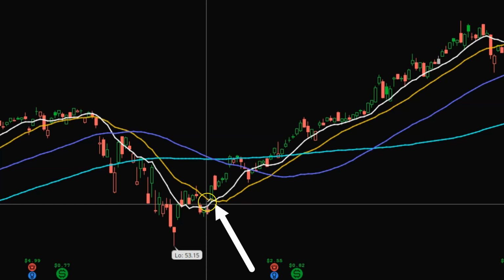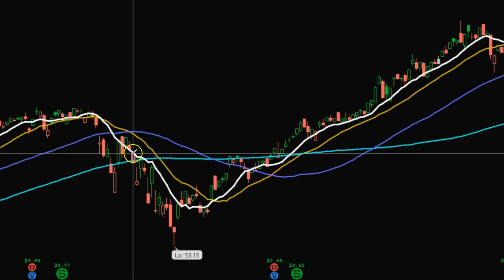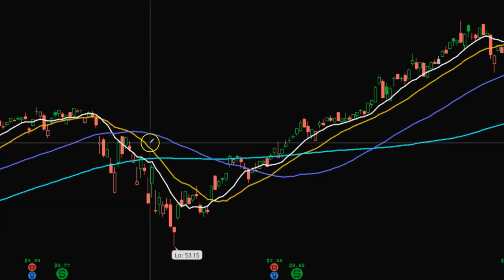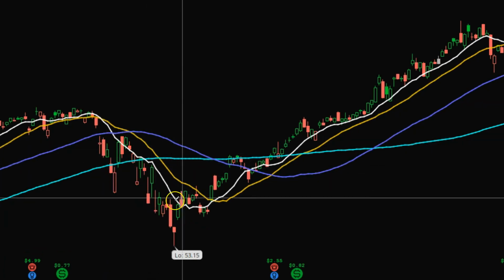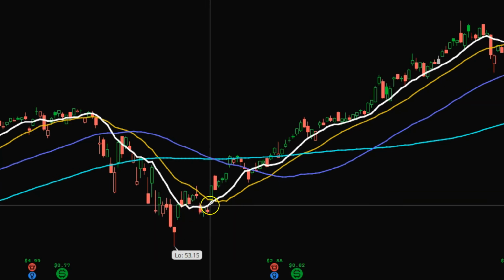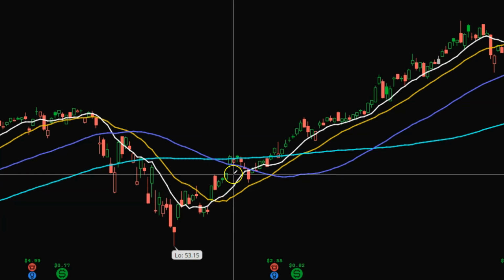And what happened? Price got above the 10, okay? And here, by the way, when price is going down, it did get below the 10, the 20, and the 50 and the 100. So this is definitely, this whole little area is pretty bearish. But once the 10 and 20 crossed, even though price was still below the 50 and the 100, it started moving higher.